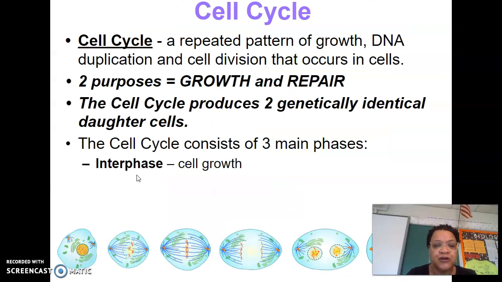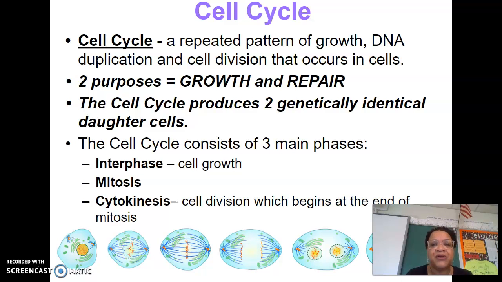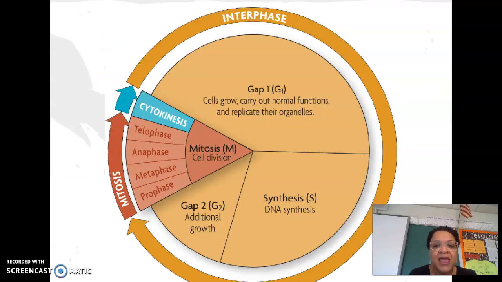So the cell cycle is a repeated pattern of growth, DNA duplication, and cell division that occurs in the cells. The purpose of the cell cycle is growth and repair. The cell cycle produces 2 genetically identical daughter cells, and it has 3 main phases: interphase, mitosis, and cytokinesis.